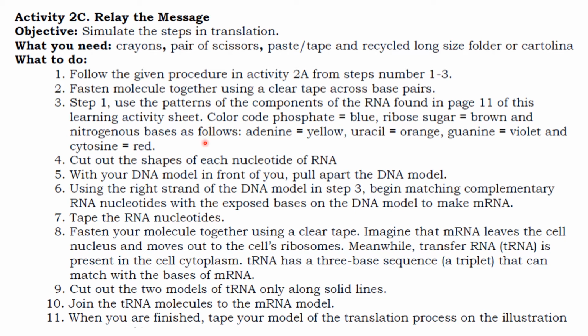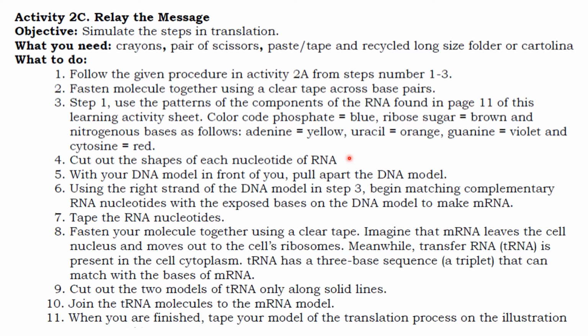Now in step 1, you have to modify step 1 since in this activity 2C, you have to follow the color code where phosphate should be colored blue, ribose sugar should be colored brown, and nitrogenous bases as follows. Now, step 4, cut out the shapes of each nucleotide of RNA. And 5, with your DNA model in front of you, pull apart the DNA model. Remember that you already have a DNA model with you. You need to unzip it, the same with what I showed you a while ago in the process of transcription, where the DNA is unzipped to start the transcription process.